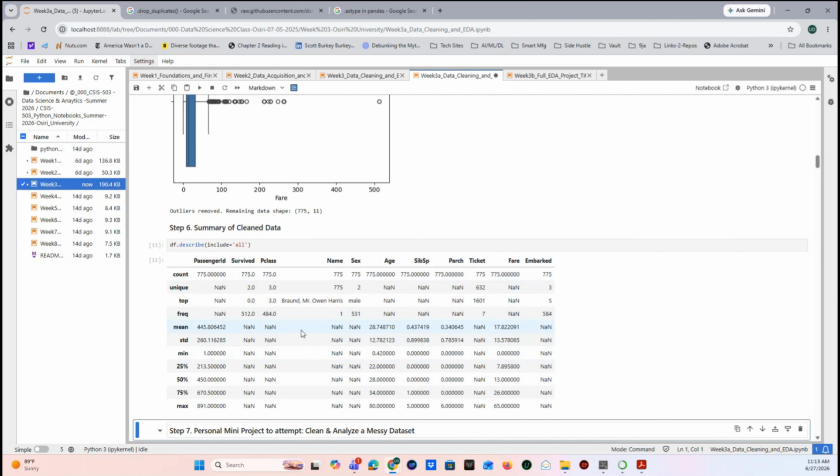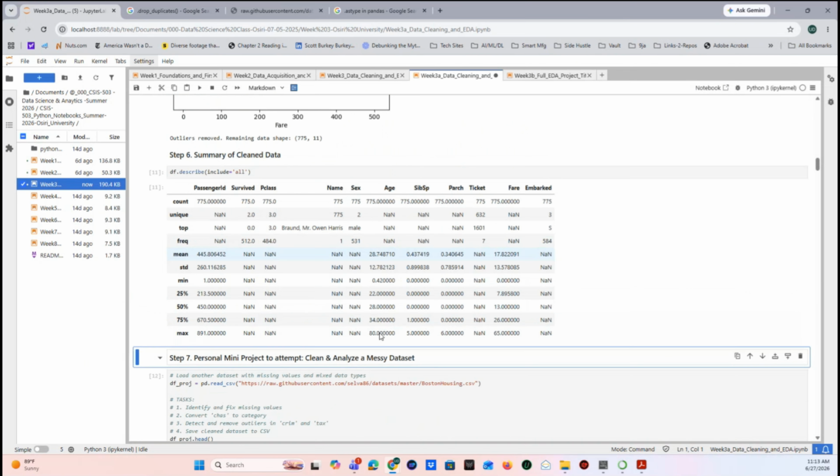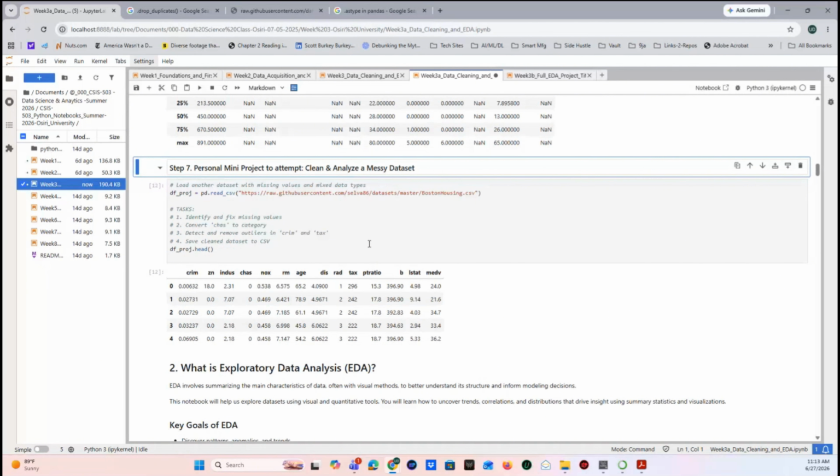So for example, the top value and the frequency values, 531, so there are duplicate ages and all of that.